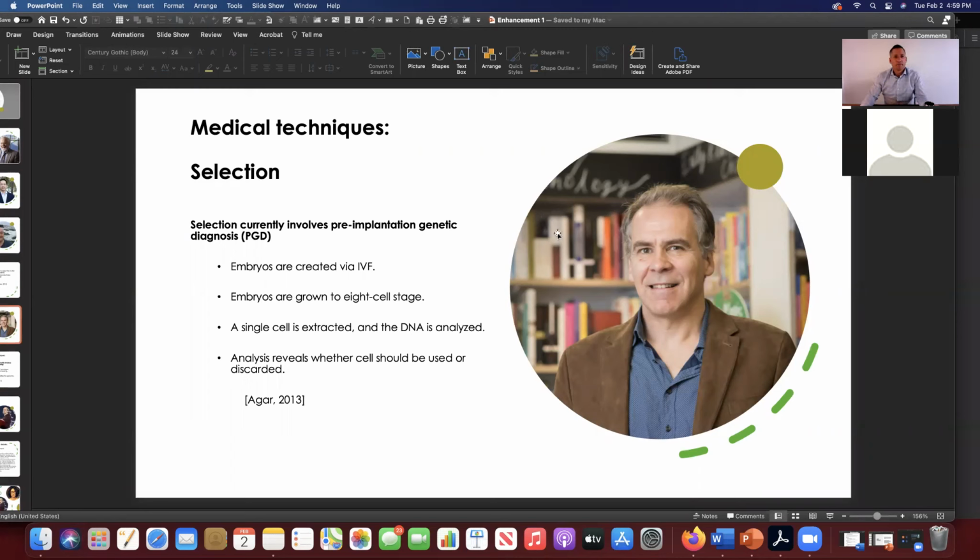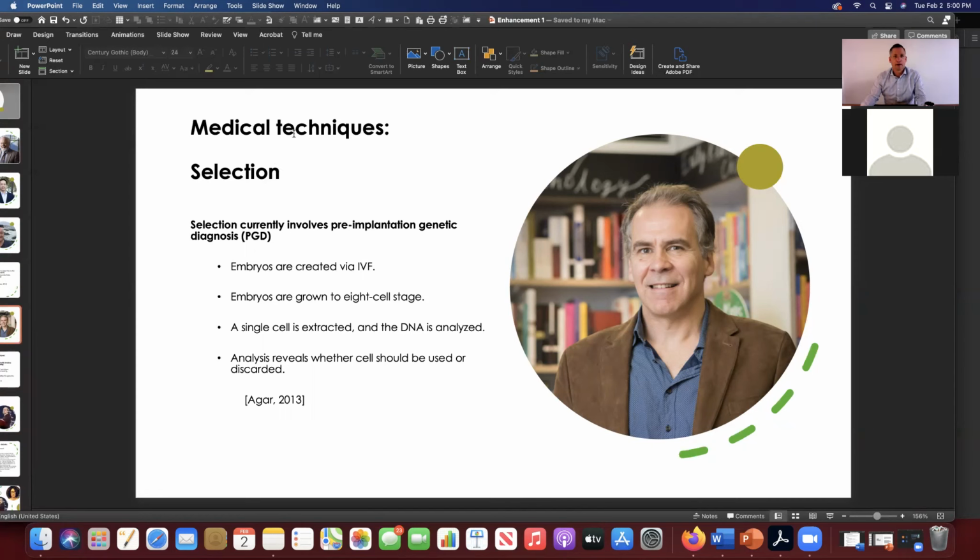Here are some medical techniques that are related to enhancement. So this is Nicholas Agar. He's another figure in the area who's for enhancement, but in a limited kind of way. Perhaps next week I'll be able to say a few things about his view, just some brief things. But this is Nicholas Agar. He's one of the key philosophers in this area.